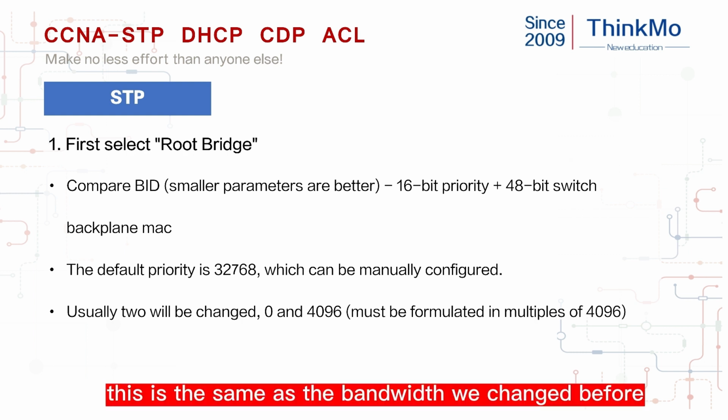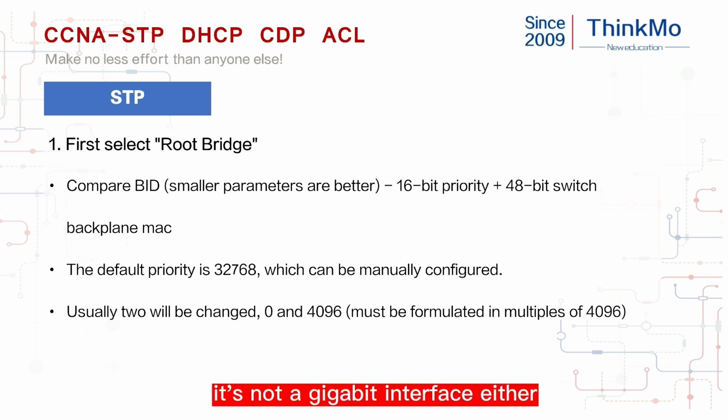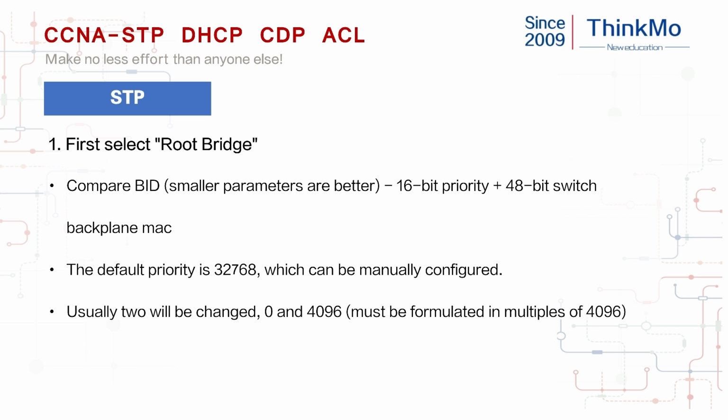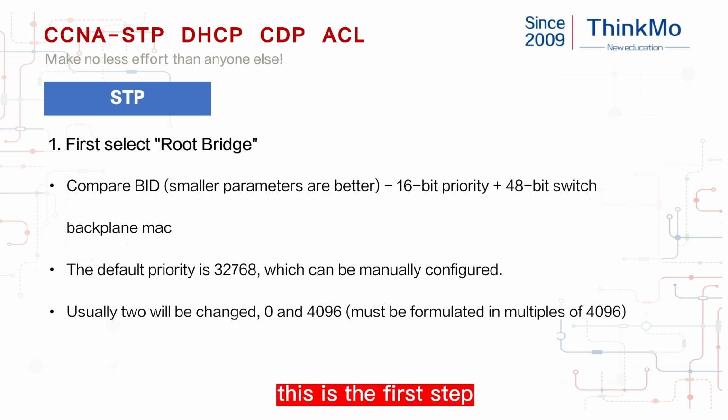This is the same as the bandwidth we changed before. A 10 megabit interface, or a 100 M interface: you change it to gigabit, and it's still not a gigabit interface. Physical parameters cannot be permanently modified. This is the first step.